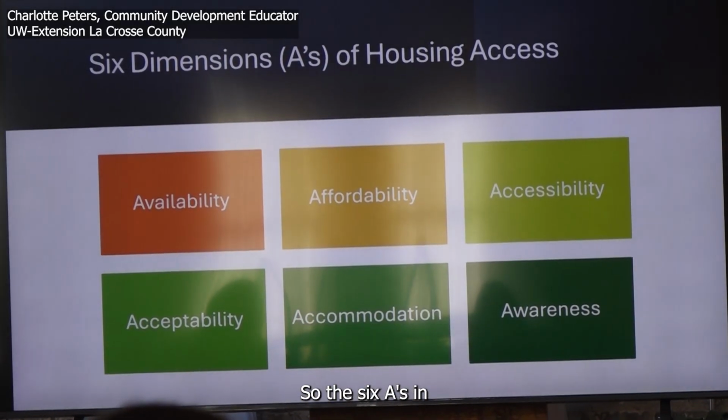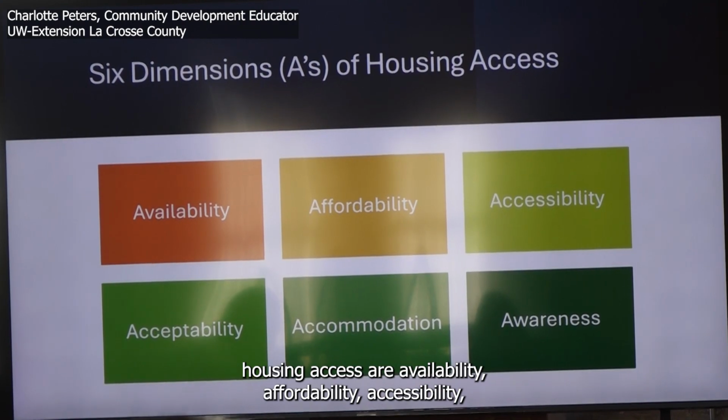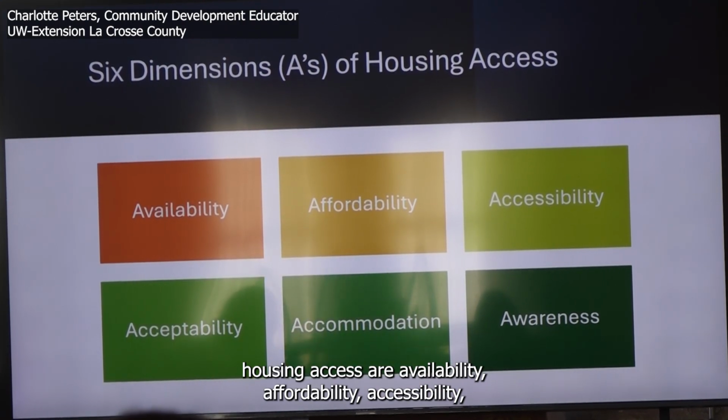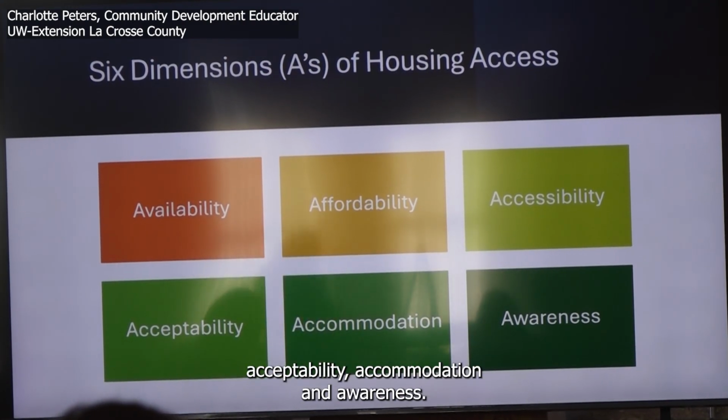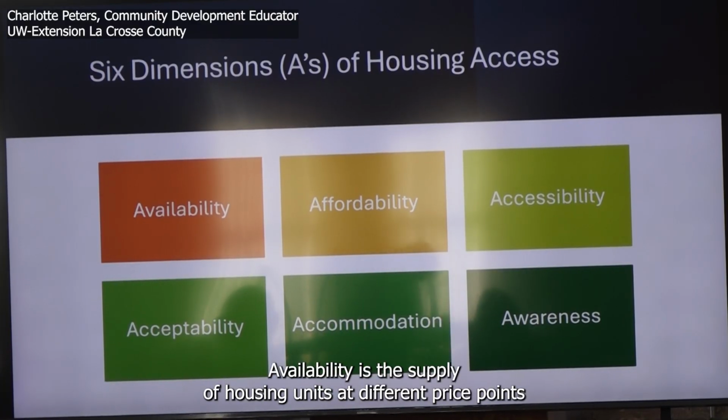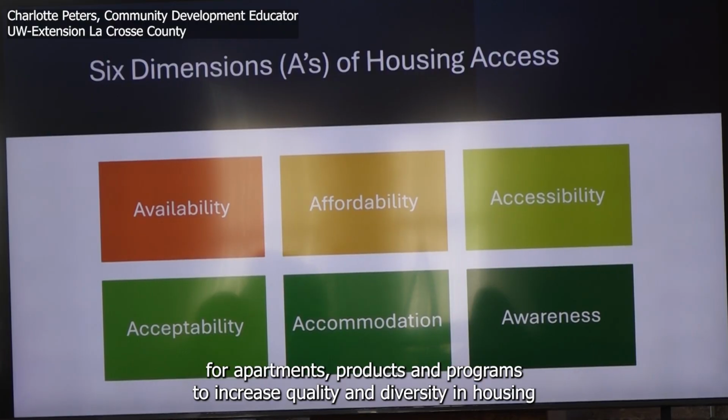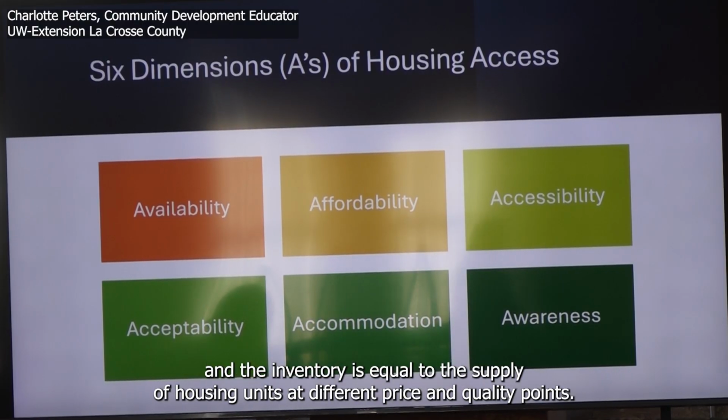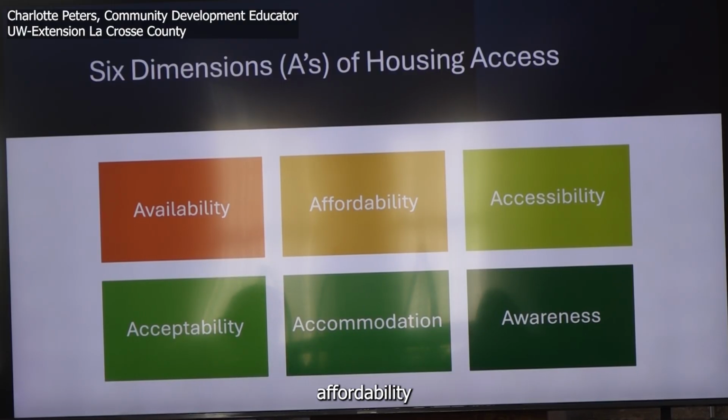So the 6 A's of housing access are availability, affordability, accessibility, acceptability, accommodation, and awareness. Availability is the supply of housing units at different price points or quality points. Products and programs increase the quantity and diversity of housing, and the inventory is equal to the supply of housing units at different prices and quality points.